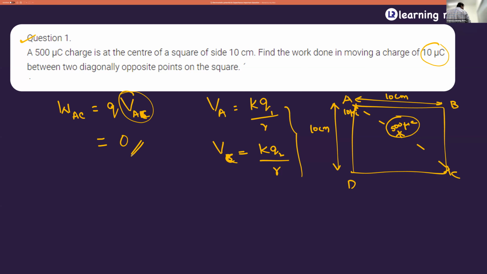The only thing that you need to observe is, due to the source charge, what is the potential at both the points? And if there is a test charge which is moved from one point to another at those 2 points where the potentials are known, what is going to be the work? So how are you supposed to present it in the exam? Due to the 500 microcoulomb charge, the potential developed at point A and point C will be the same. Hence, the potential difference between the points will be 0. After that, you write this step. WAC is equal to Q into VAC, and you write it as 0.